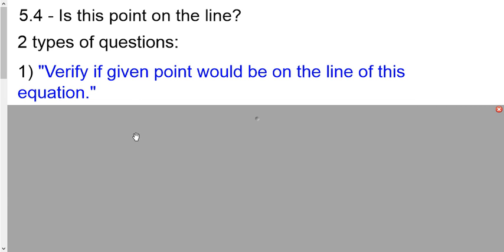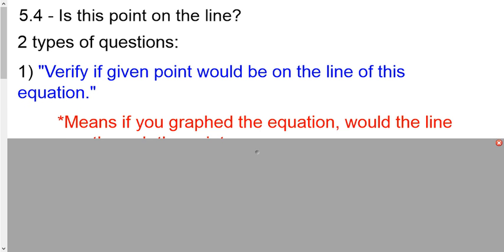And so they'll give you an ordered pair, and then they'll give you an equation, and they won't give you a graph usually. And they ask you, hey, does this ordered pair, this point, is it on the line of this equation? And there's a trick that you can actually do to verify if that point is on the line of that equation without graphing it, and that's very helpful.